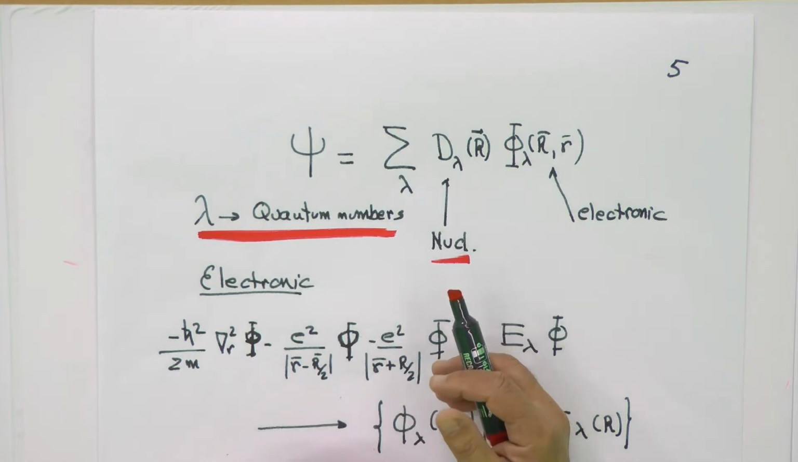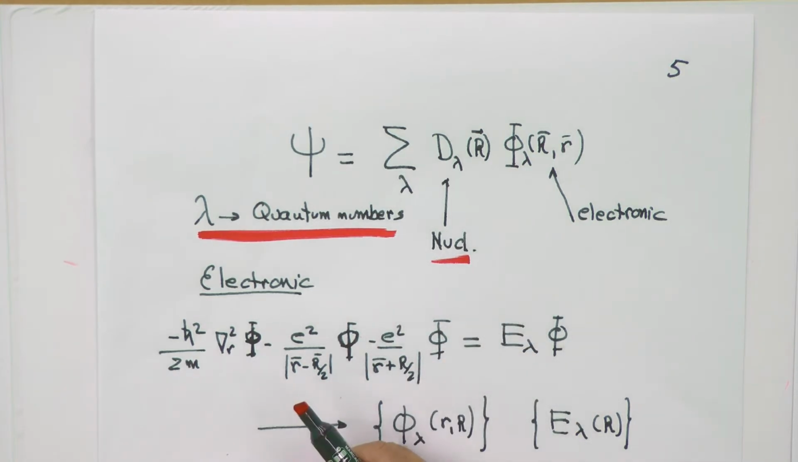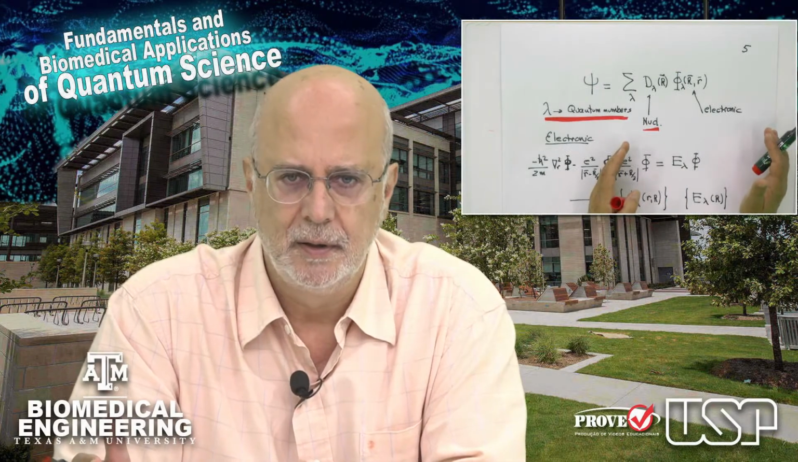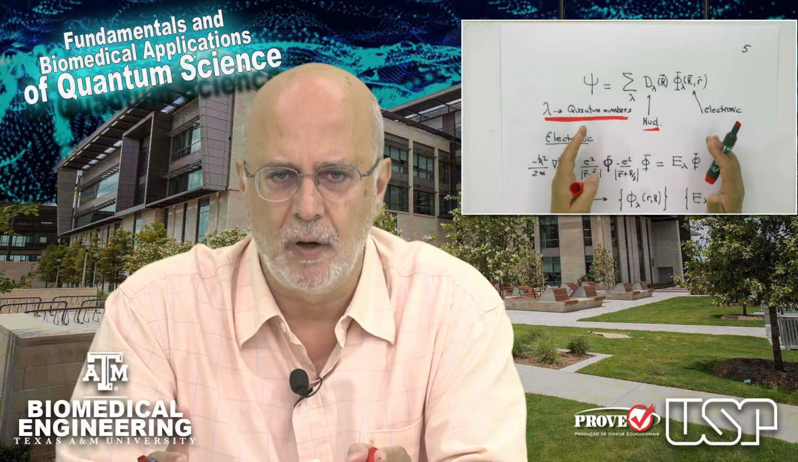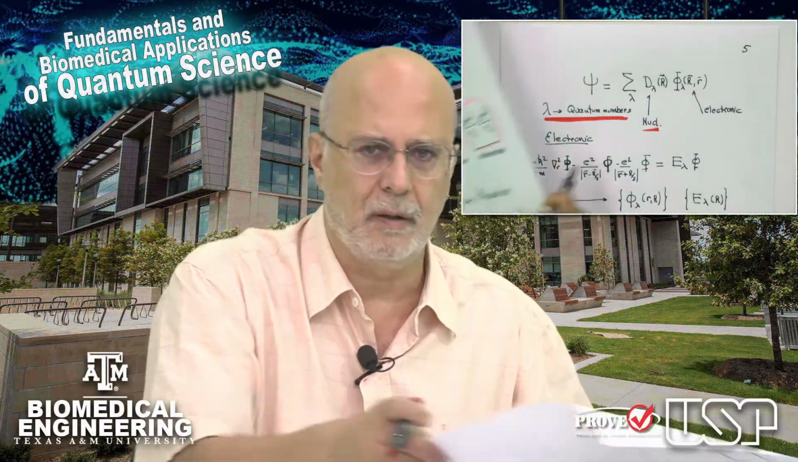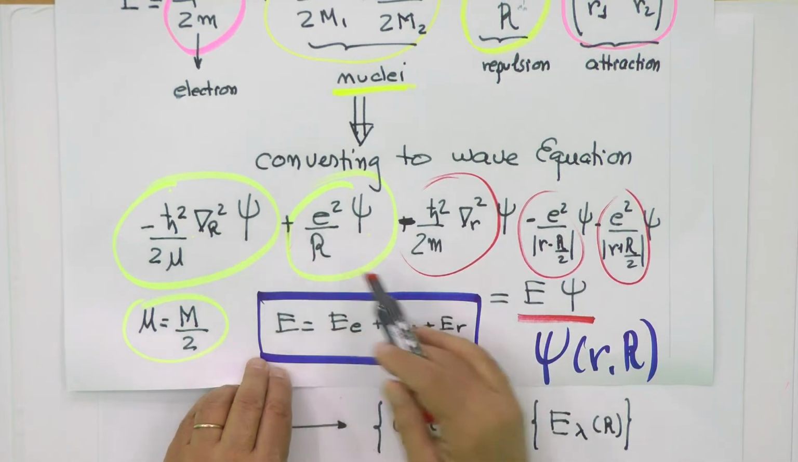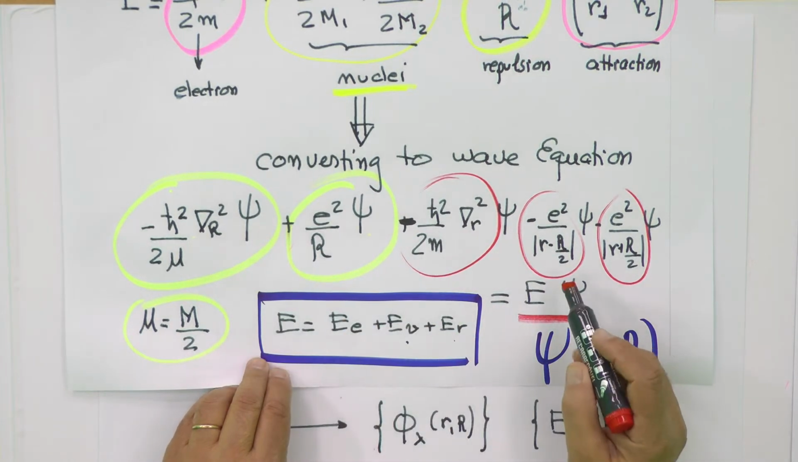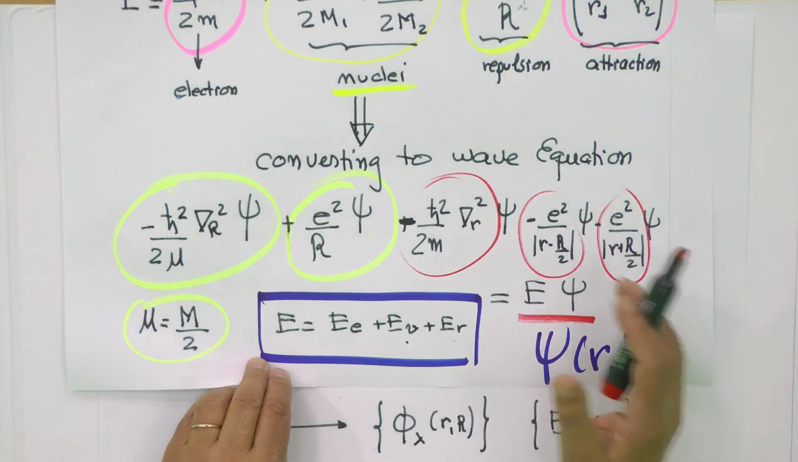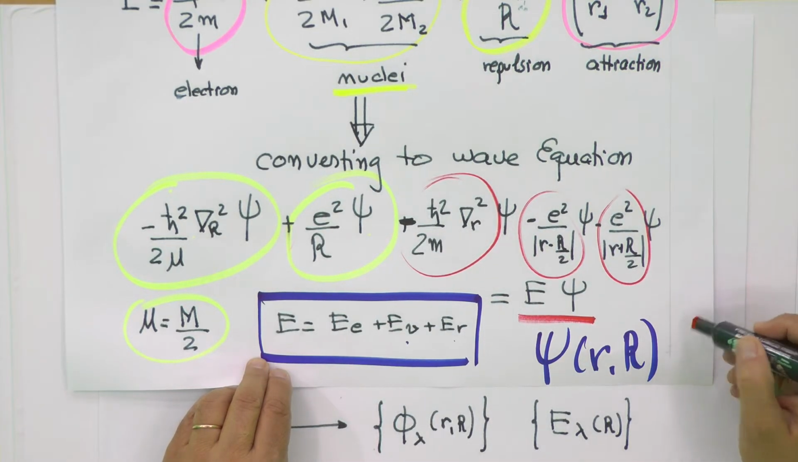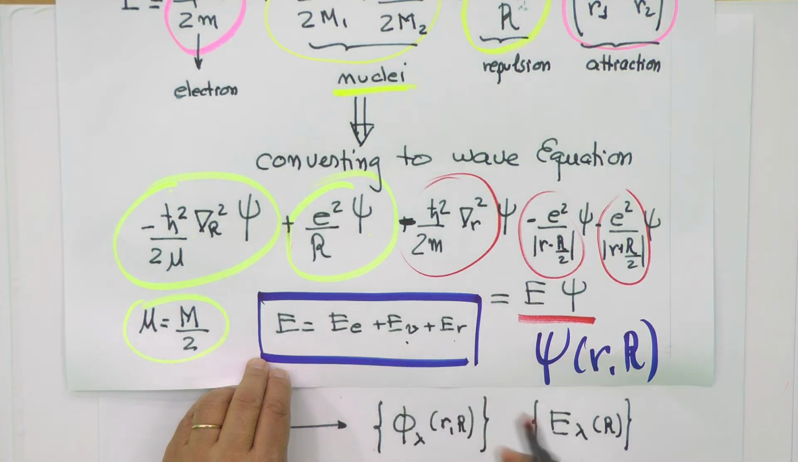And because there are many different solutions for this, if the electron was fully separated from the nucleus, if there was no R term here in the repulsion, then small r is fully separated from the capital R. If that was the case, then we could really say that the solution would be the product of a wave function that represents the nucleus and a wave function that represents the electron.